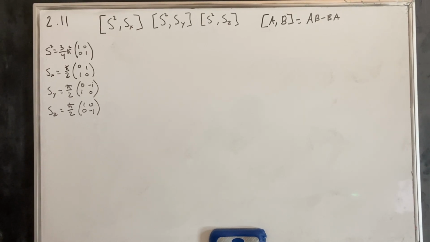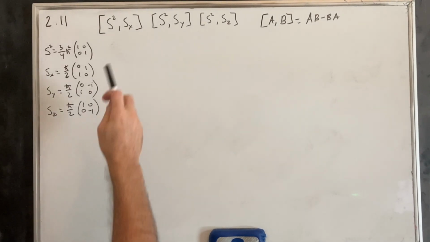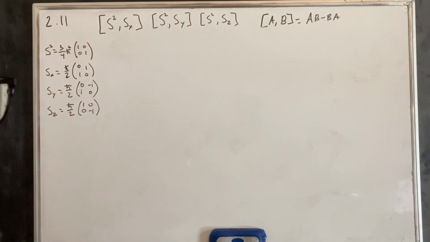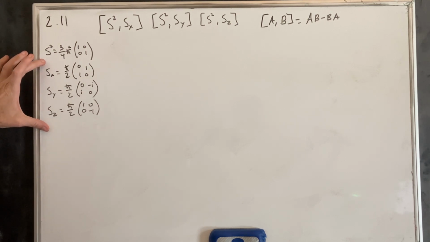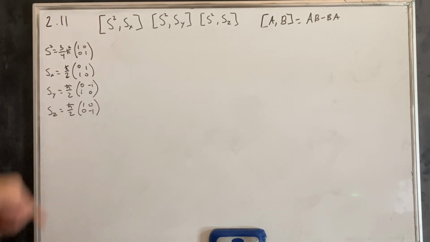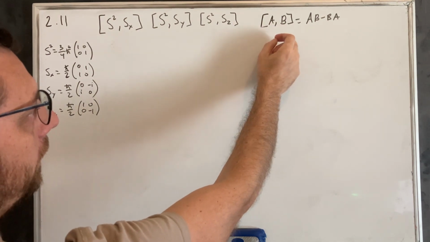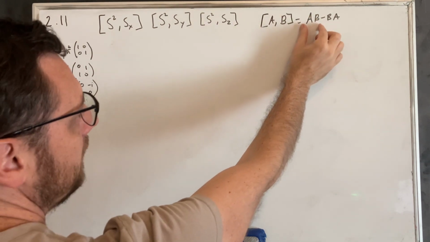Okay, for 2.11, it wants us to find the commutators for S squared along with each of the spin operators. It wants us to do that first in matrix notation and then again in a more generalized abstract form. So we'll go ahead and do both. For reference, I wrote down the S squared operator along with the spin x, y, and z operators there. And as a reminder, to calculate the commutator for A and B, you do AB minus BA.